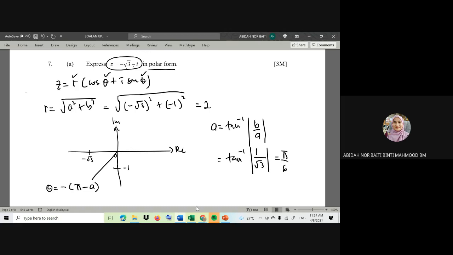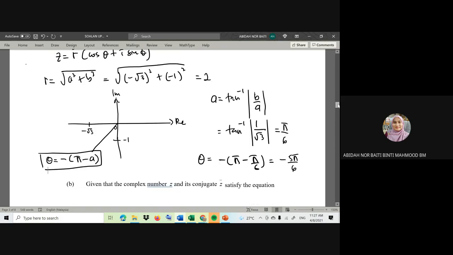And then we use this formula lah to find your theta. So your theta is negative pi minus pi over 6. Then this is your answer for theta. So shift pi minus answer. So we get what? Negative 5 over 6 pi. 5 pi over 6. Yes. Okay, boleh ya?